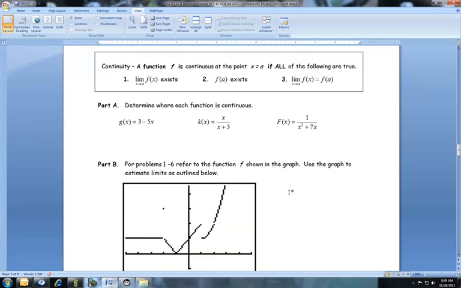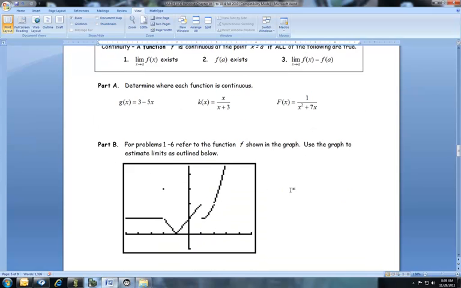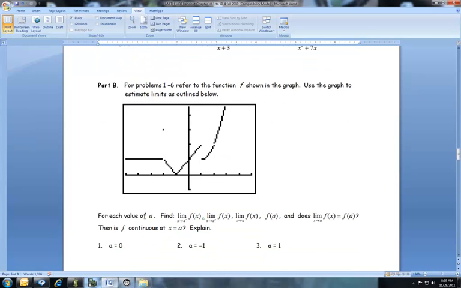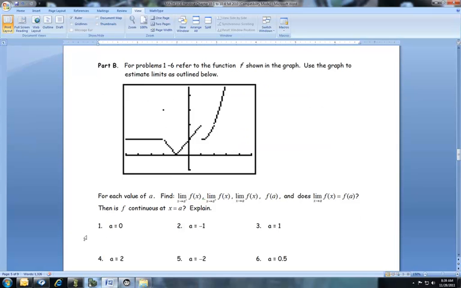Now part B, I've got myself a function here. For problems 1 through 6, we need to refer to the function below. Use the graph to estimate limits as outlined below. Okay, so what they want us to do is for each value of a, and if you'll notice I'm going to have 6 different values, we need to find the limit of the function as x approaches a from the left, the limit of the function as x approaches a from the right, and then from these two I'm going to see if I've got an answer here.